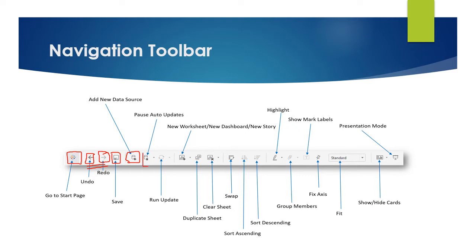Using this button right here, you can pause auto updates. So basically what this does is, let's say you have a filter on your dashboard and you have multiple filters and you want to change the view. So if you were to make a change over here, your dashboard will try to render the view. So every time you make changes, it will try to render the view, which takes time depending on the size of your data set. So basically you can click on pause and it will keep it from loading until you have made all the selections.